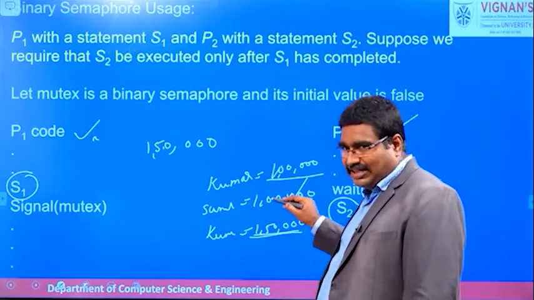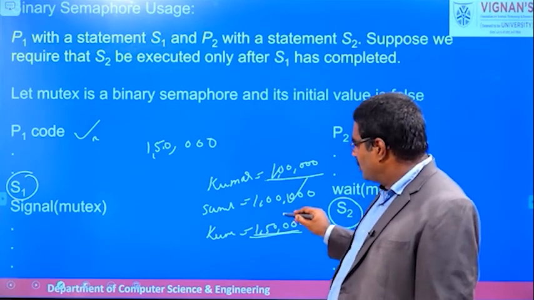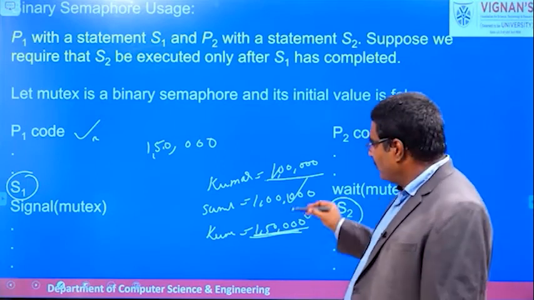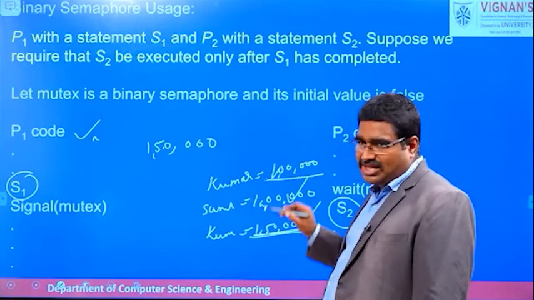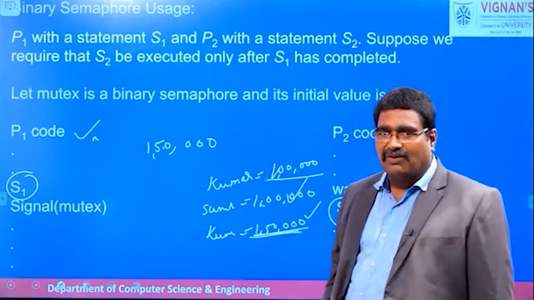Once the amount is credited to Kumar's account, only then is he allowed to initiate the transaction to transfer the 1,50,000 to the merchant's account. If before crediting the 1 lakh rupees he tries to transfer, the transaction is declined because his balance is only 1 lakh and he wants to purchase for 1,50,000.